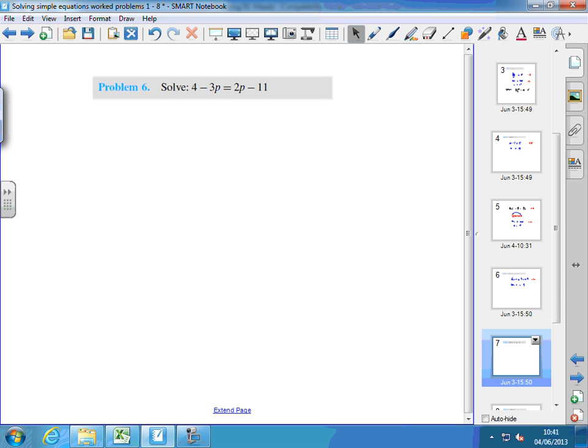Here's another one. If we look at this one, 4 minus 3p equals 2p minus 11. Again, if you look at the left-hand side, minus 3p on this side and on the right 2p. So I've got p's on both sides. But now, if I add 3p to both sides, I'll get rid of this one, leaving a positive 2p, positive p's on the right-hand side. So add 3p is the best way to go.